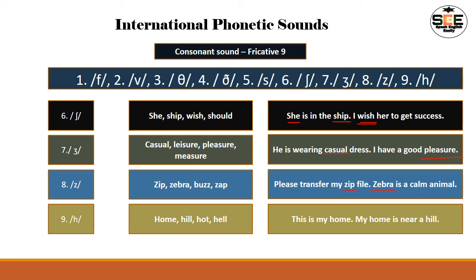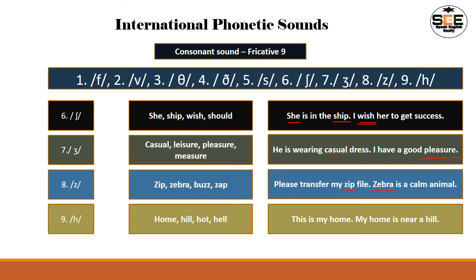Come to the next one, number 9, symbolized with small h, and it is producing the ha sound, ha. For example, hum, hill, heart, hell. I hope you understood this. I would like to repeat it again: hum, hill, heart, hell.